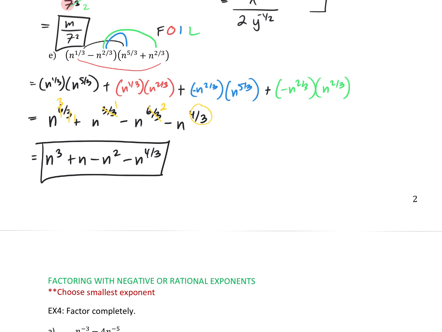You could technically try to write them in descending power if you wanted, which would probably be n squared minus n to the 4/3, because n to the 4/3, let's see, 4/3 is technically the same as 1 1/3. And then plus n. You could do that too. I would be fine with this.